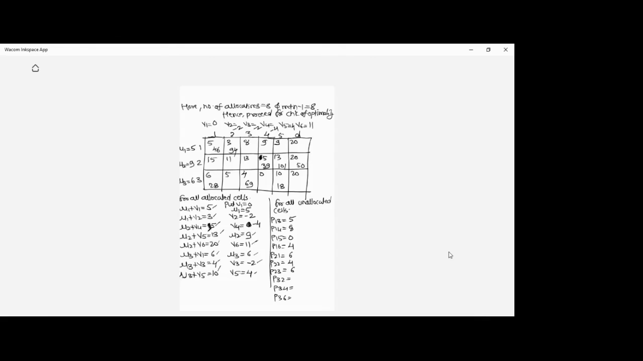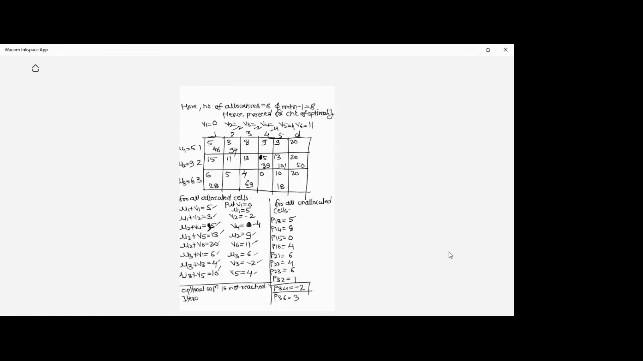For P32, 6 minus 2 is 4, and 5 minus 4 is 1. For P34, we have 6 minus 4 is 2, and 0 minus 2 is minus 2. And for P36, we have 11 plus 6 is 17, and 20 minus 17 is 3. Here you can see that one of these cell evaluations is negative. So what we can write is that optimal solution is not reached.